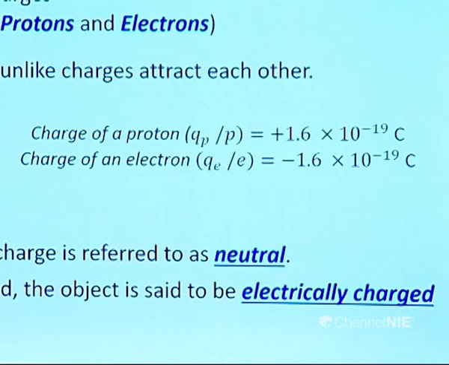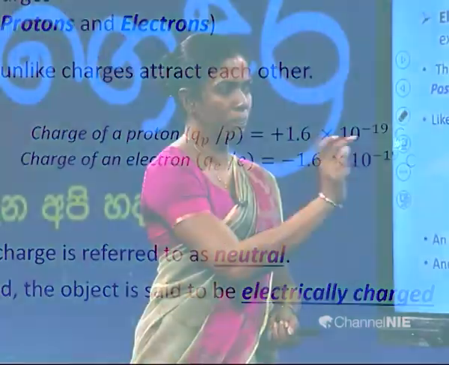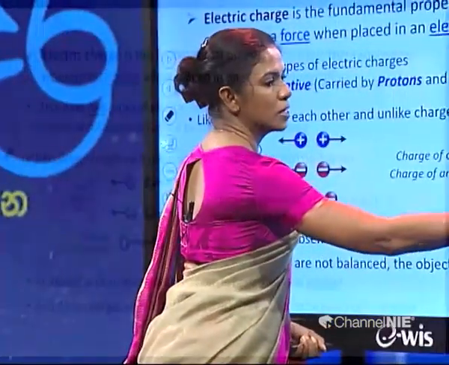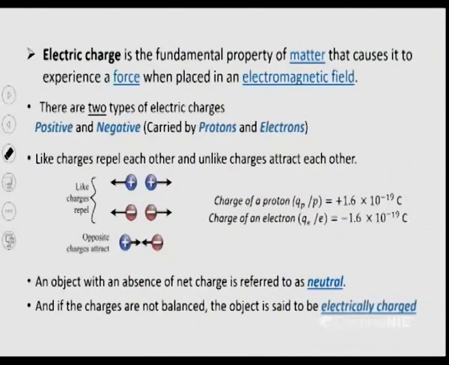As you know, charge has an SI unit of coulomb. So protons have a positive 1.6 x 10^-19 coulombs, and electrons have a negative 1.6 x 10^-19 coulombs, and in any object we say an equal number of protons and electrons make the body a neutral body.